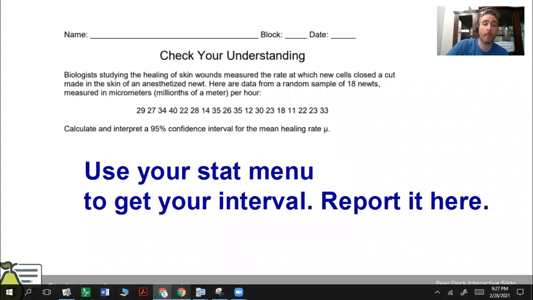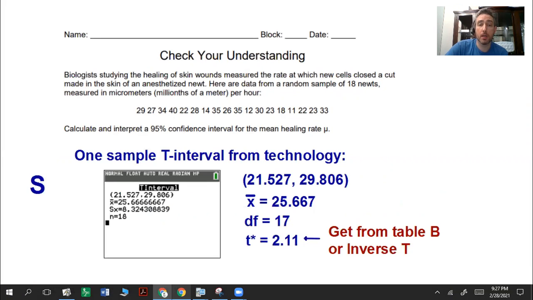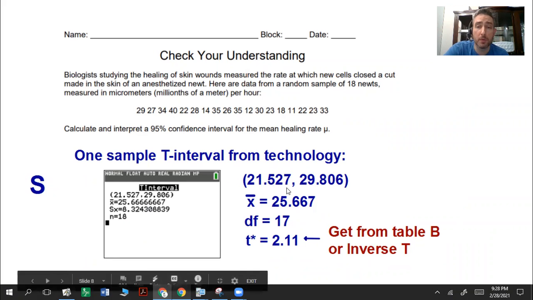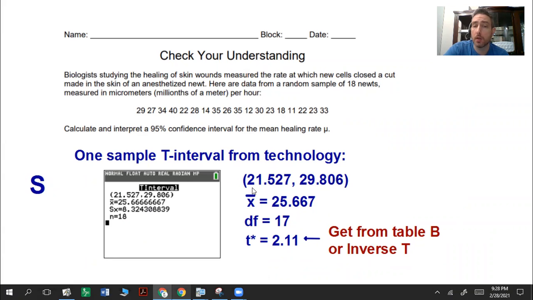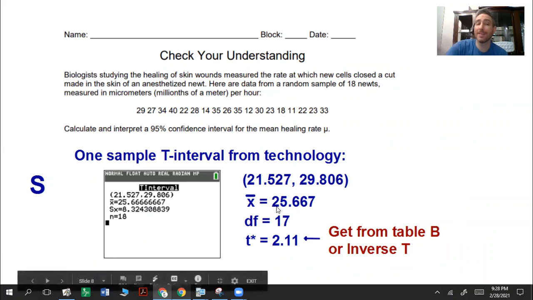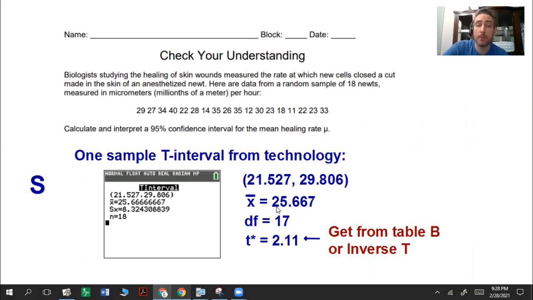As far as your calculator goes, go to stat tests. Go down to t-interval. I believe that's option 8. Stat test 8. And you just get that in there. You report your t-interval. Your interval is going to be 21.527, 29.826. Your mean is your point estimate, 25.667. Degrees of freedom is always one less than the sample size, so it's 17.